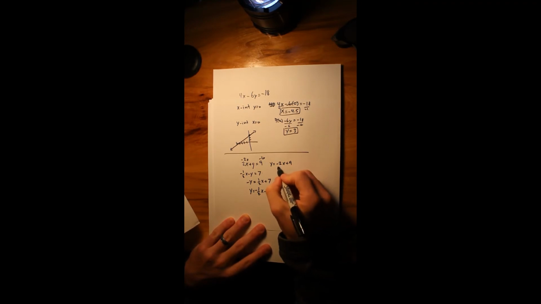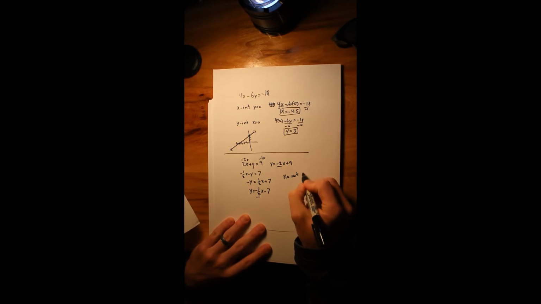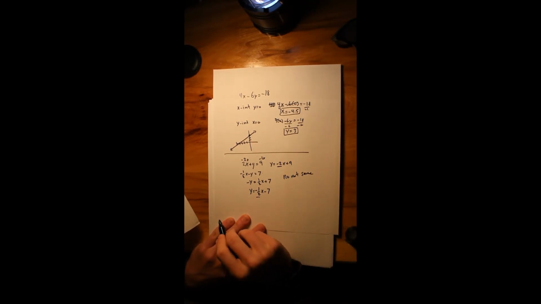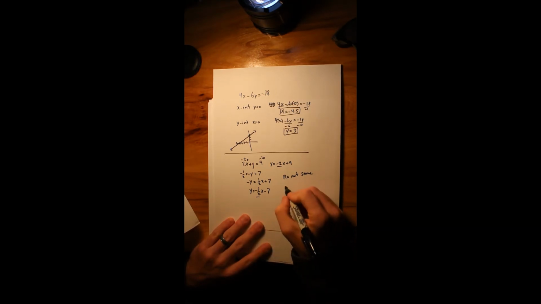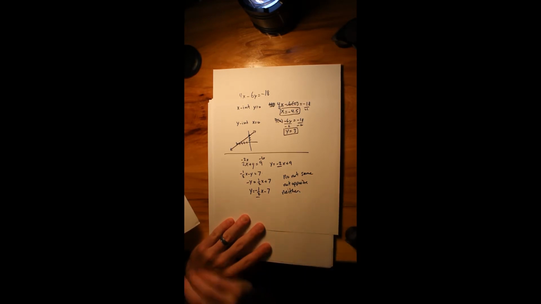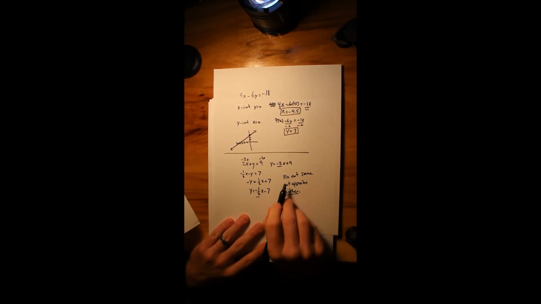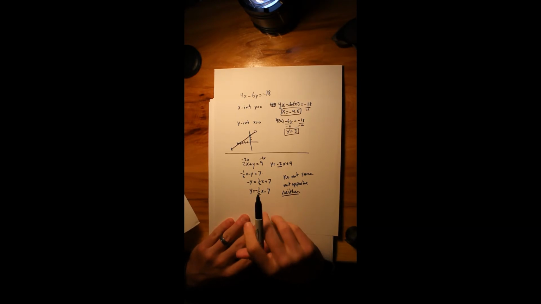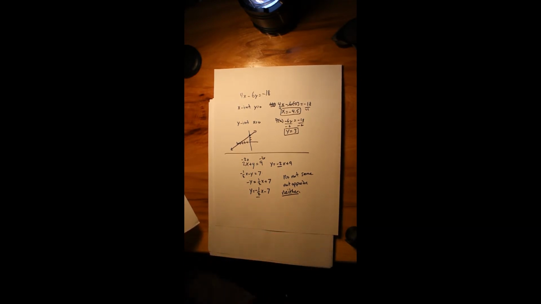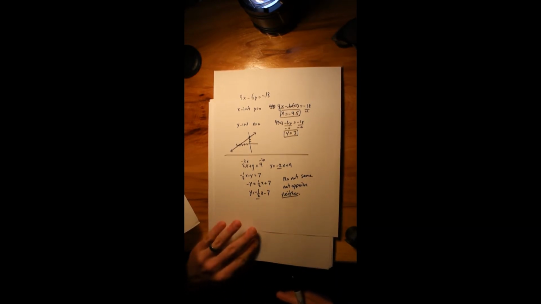So the question is, are these the same slope? No. Not the same. Okay, are these the opposite reciprocal? Well, no, they're not opposite. Okay, so that means the answer is neither. It's neither the same slope nor opposite reciprocal, so it is not parallel and it is not perpendicular. Okay, now on to the next one.